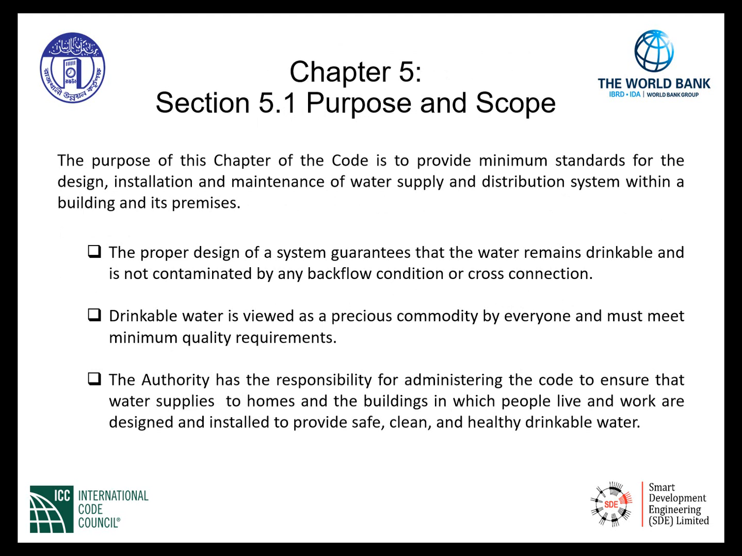Chapter 5, Section 5.1 gives us requirements regarding purpose and scope. The purpose of this chapter of the code is to provide minimum standards for the design, installation, and maintenance of water supply and distribution system within a building and its premises. So just reading that introduction sentence, you find that there are two different types of systems. The first one is called the water supply system. The second one is called the distribution system.